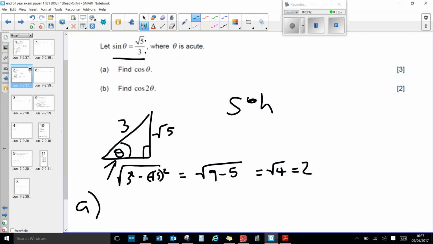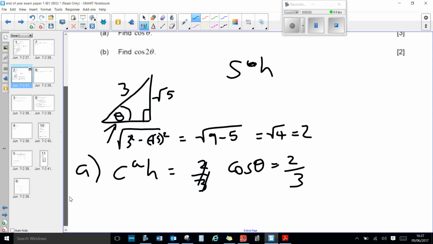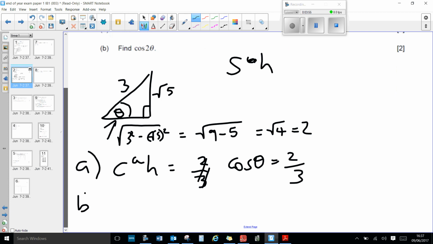So next question says find cos theta. Well, we know cos theta is adjacent over hypotenuse, so we've just found the adjacent side to be 2, so it's 2/3. Let me write that, sorry, cos theta equals 2/3. They then asked us to find the value of cos 2 theta. Remember, we cannot do anything if it's a cos 2 theta or a sine 2 theta. We have to use one of our identities.